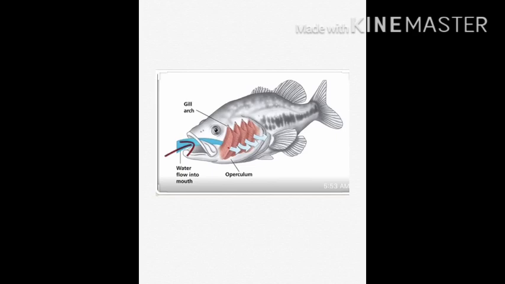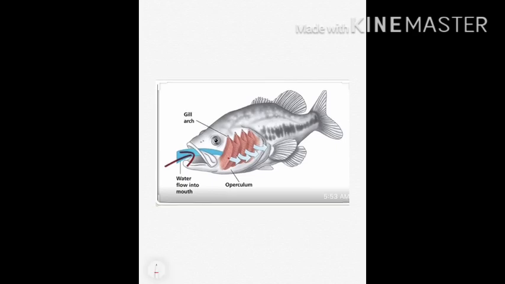I'll just show you a picture here. This is a picture of a fish. It breathes through gills, and these are the gills here. Water is taken in from the mouth, and this water containing dissolved oxygen passes through the gills, and from the gills the dissolved oxygen is taken inside the body. The remaining water moves out of the body through the operculum, that is, holes.